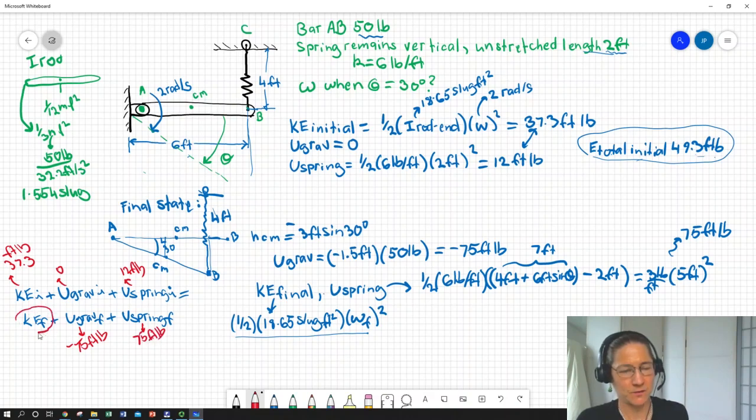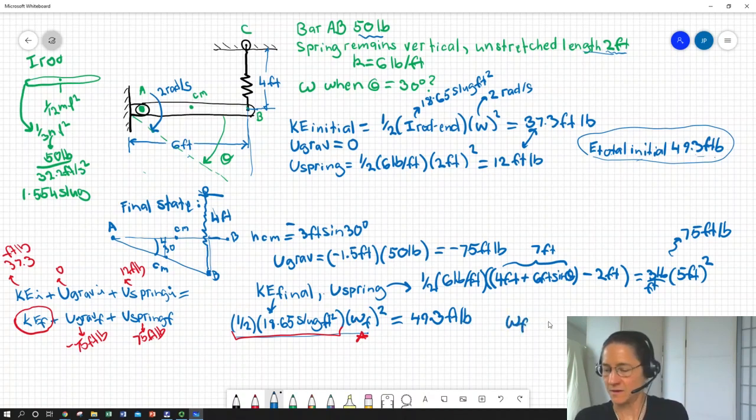And so all we need to do is solve for this and then use this expression to isolate our rotational velocity final. So we can say that that is going to equal our initial total energy of 49.3 foot-pounds, and solve for omega final, and we end up getting 2.3 radians per second.